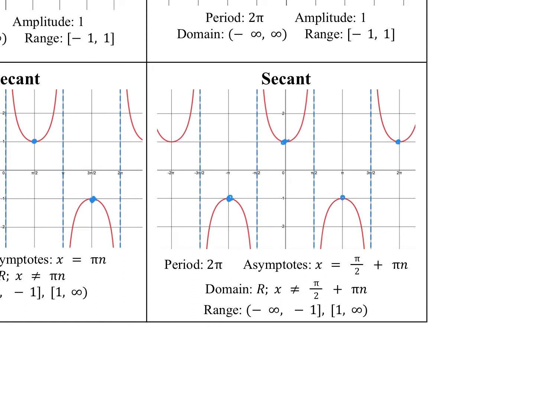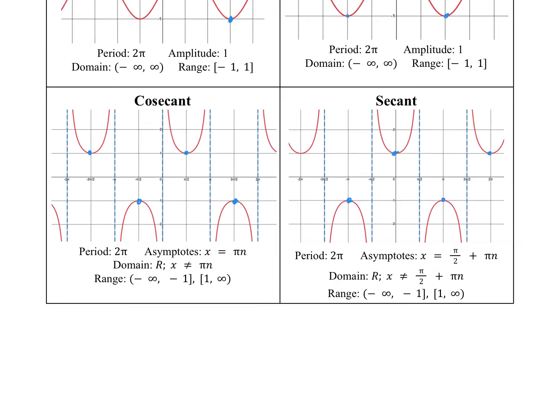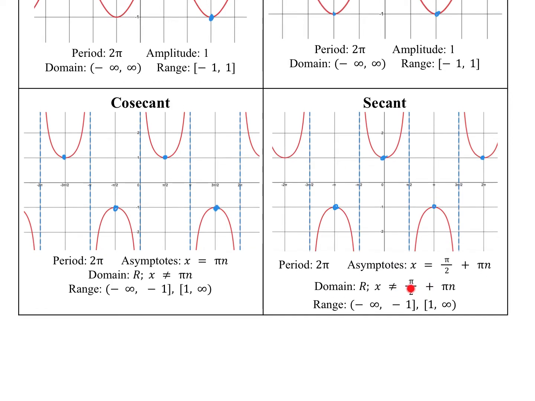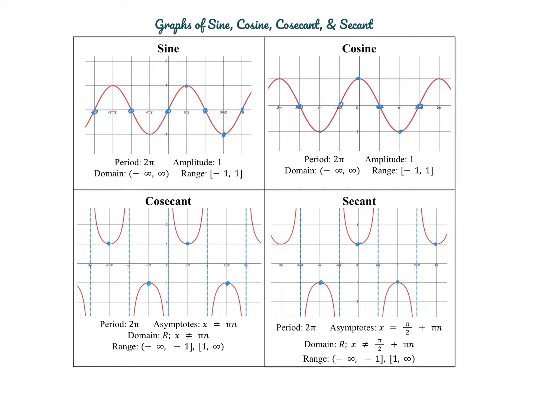So again, same period. Here you could see that our asymptote equations are a little different. Remember, we just named one. So we have pi over 2, and then it repeats every pi units. Domain and range, very similar to cosecant, except, again, it's everything except for our asymptotes. So those are a little different, but same general idea.